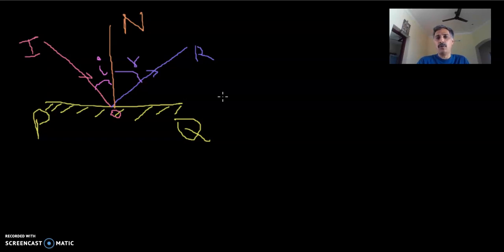There are 2 points in the laws of reflection. The first point states that the angle of incidence is always equal to the angle of reflection, R. So angle I is equal to R. I write the R clearly, right? So this is R. I is equal to R. Angle of incidence is always equal to the angle of reflection. If I is 30 degrees, R will also be 30 degrees. If I is 20 degrees, R will also be 20 degrees. So I is equal to R.